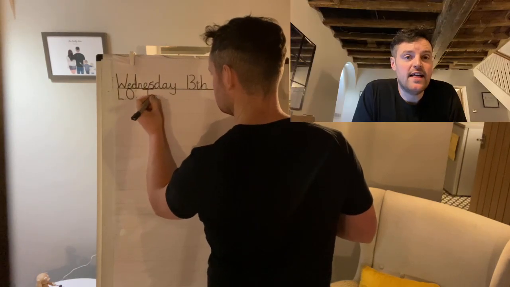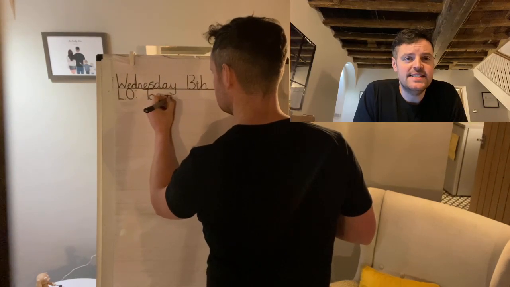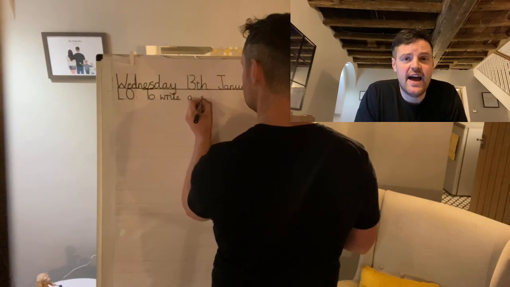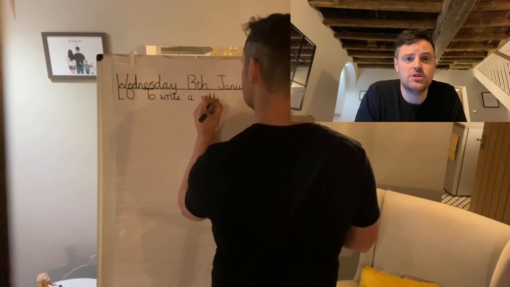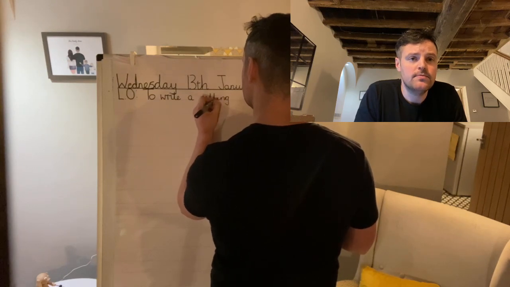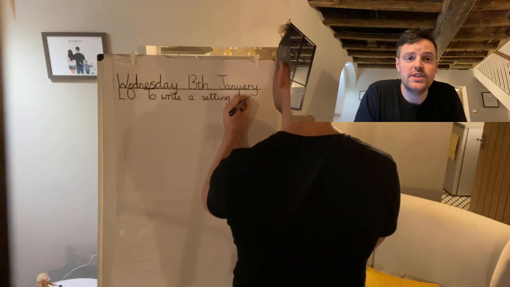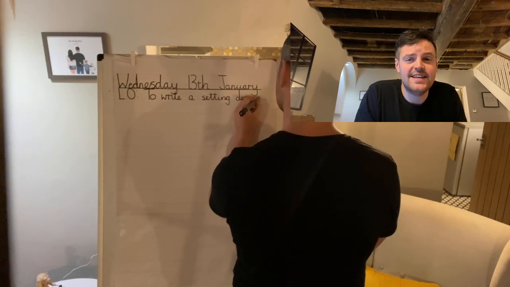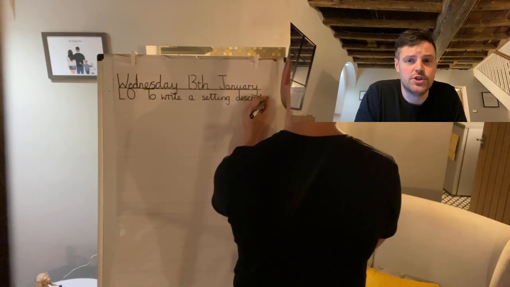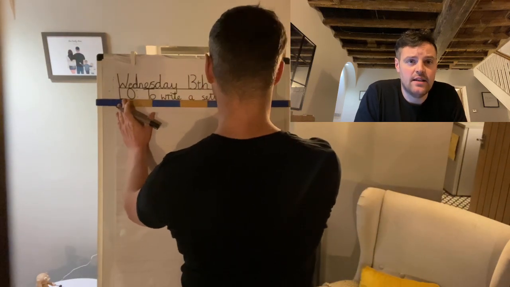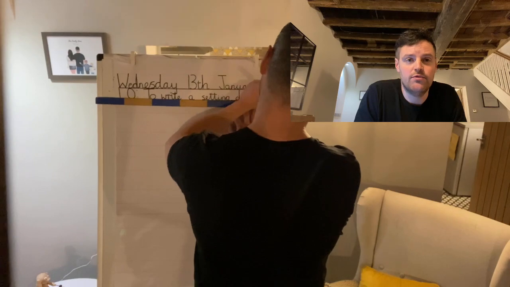So before anything else, I want you to write out today's date on the top of your piece of lined paper, very slowly, very carefully, making sure it's your best possible presentation. And then I also want you to write our LO for today, which you can also see, and that is to write a setting description. Pause the video now, write out the date and the LO and underline both of them with a ruler.